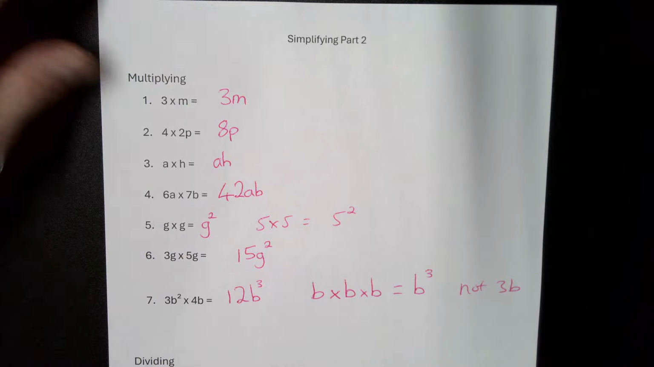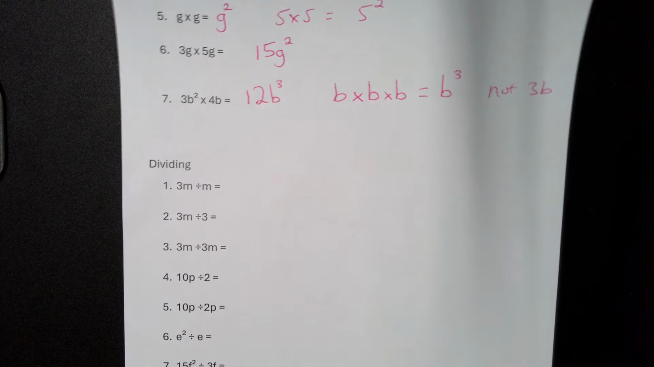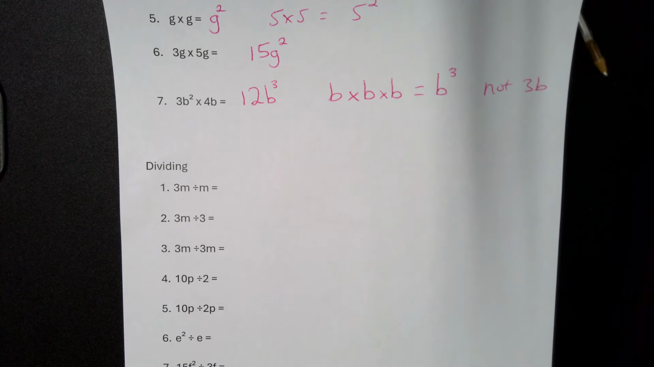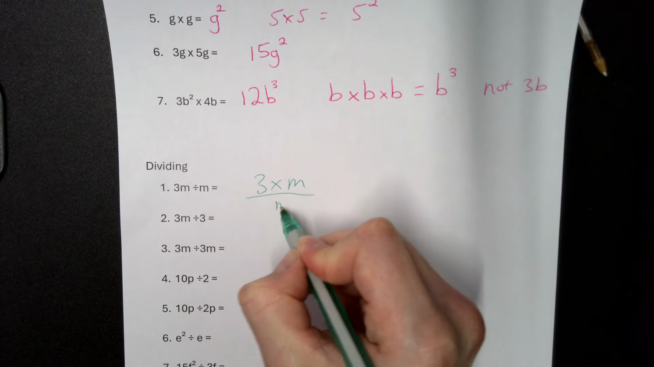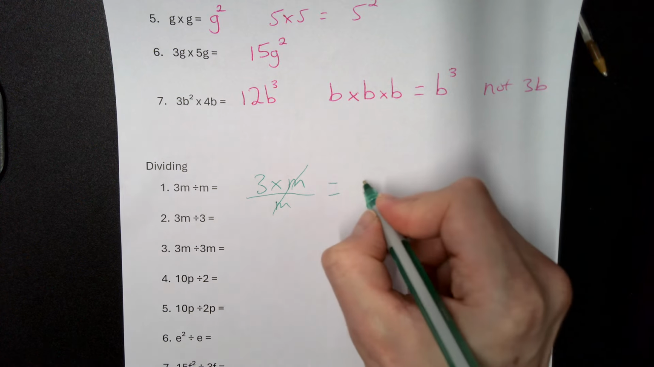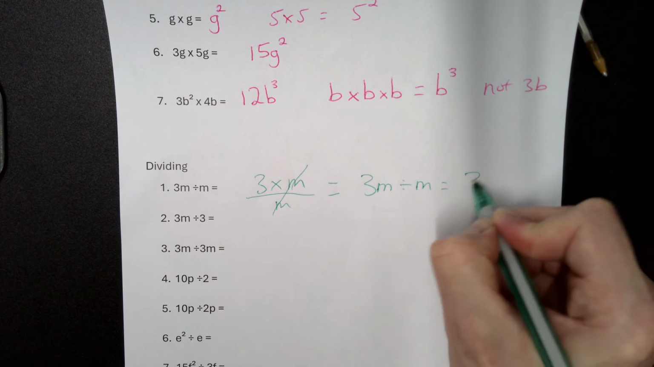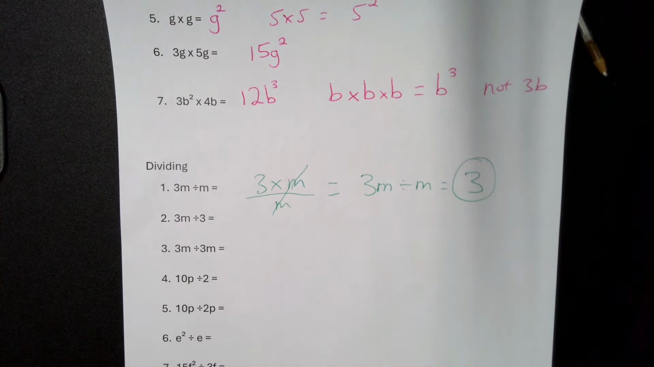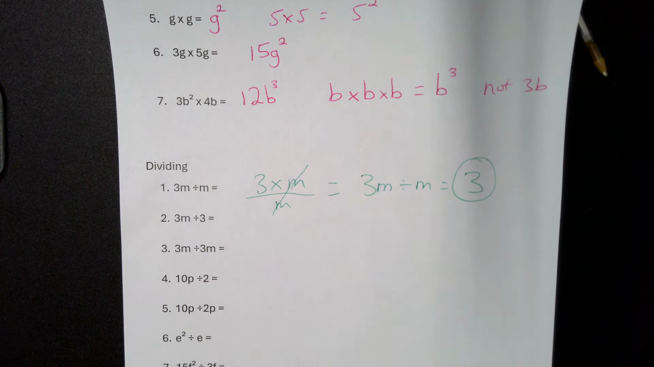If we work backwards then for dividing, now 3m divided by m, okay, 3m means 3 times m. If we divide it by m, we take one off the top, one off the bottom, we are just left with 3 lots of m divided by m gives us 3. And 3 is your final answer. The letters cancel, you've got 3 left at the end.